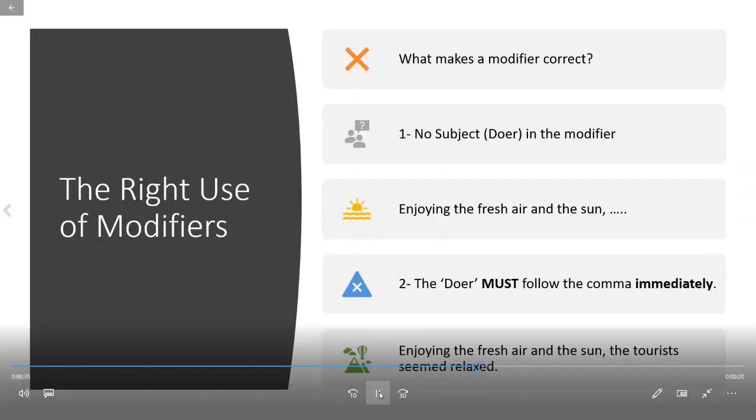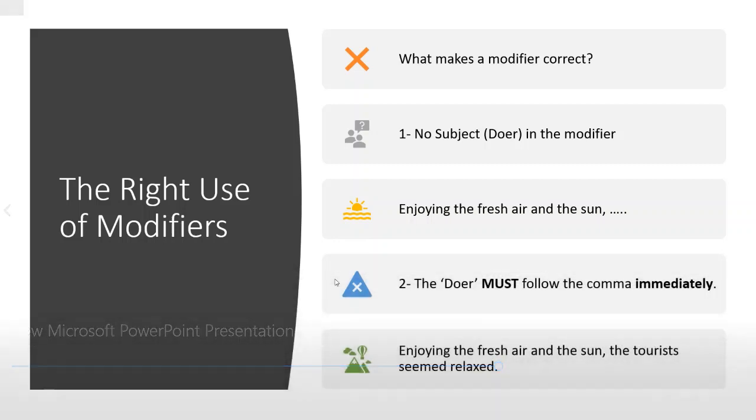Okay, so my dear students, for now we need to find out the right way to use the modifiers. We have two rules here on this page, and I need you to pay great attention to these two rules beside the first rule that we talked about, which was the punctuation pattern. If you still remember the punctuation pattern, we must use a comma after the modifier. We have two other rules here that will be of great help to you to identify the correct or the incorrect use of modifiers. Okay, so rule number one, no subject in the modifier.